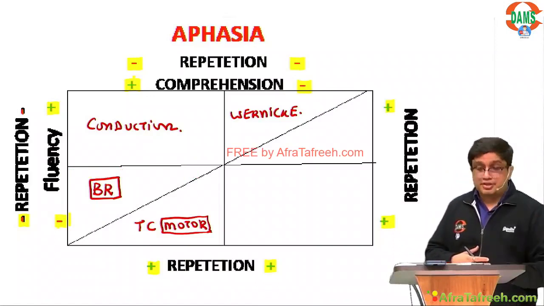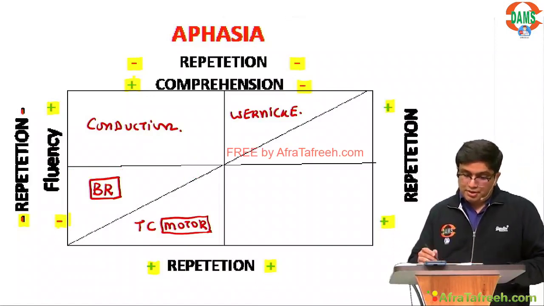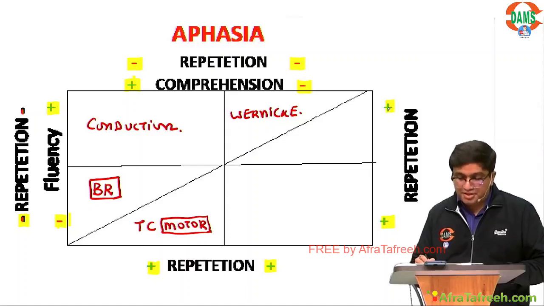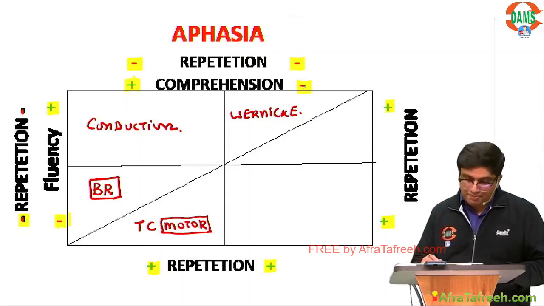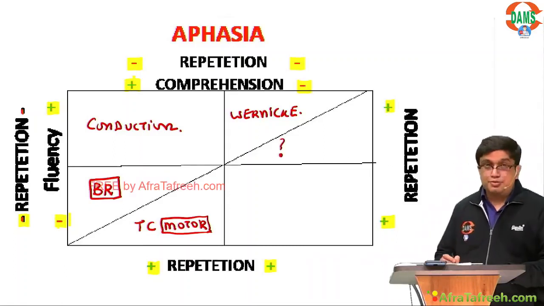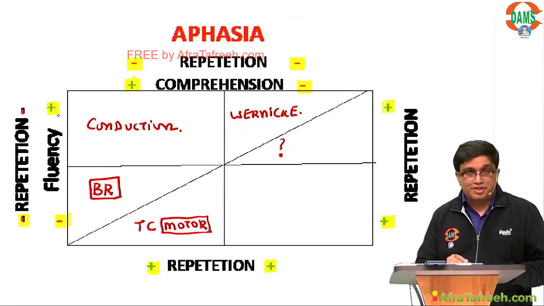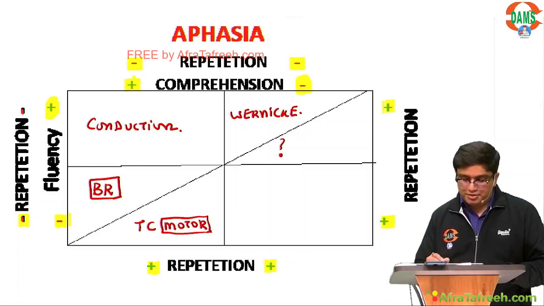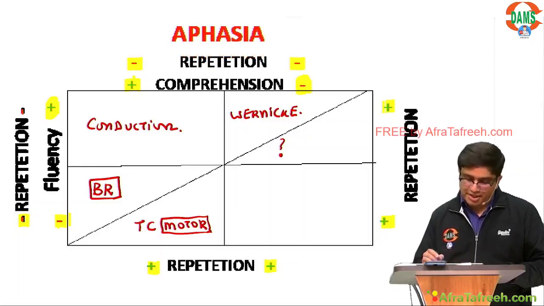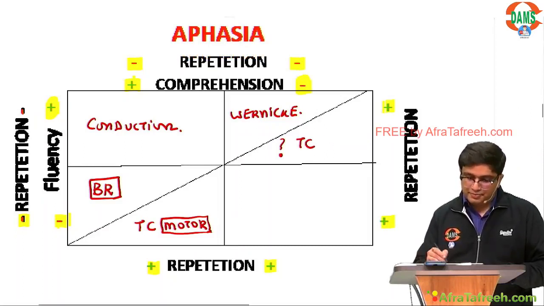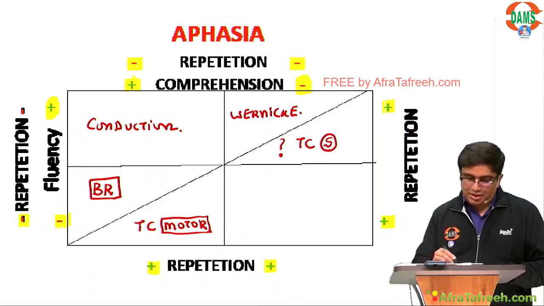Now let's try to look at this. A patient in whom the reputation is preserved, comprehension is lost. I'll put a question mark on this box now. A patient in whom the reputation is preserved, comprehension is lost, and fluency is preserved. So look at these variables now. Yes, the brother of Wernicke is known as transcortical sensory aphasia. Excellent. Now we are left with the last one.